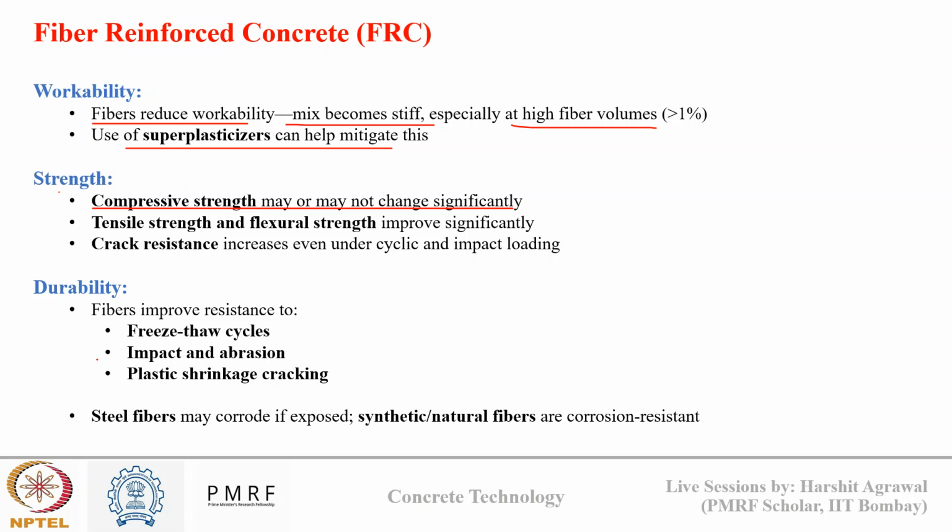Then durability properties. Fibers improve the resistance to freeze and thaw action. They improve the resistance against impact and abrasion, and against plastic shrinkage also. So in all these properties, fibers can give a positive impact. However, if we are using steel fibers, they may corrode if they are exposed to marine exposure. So in such cases, where we are near the shoreline or where risk of corrosion is high, instead of going for steel fiber, it is better to go with synthetic or natural fiber, which are corrosion resistant.